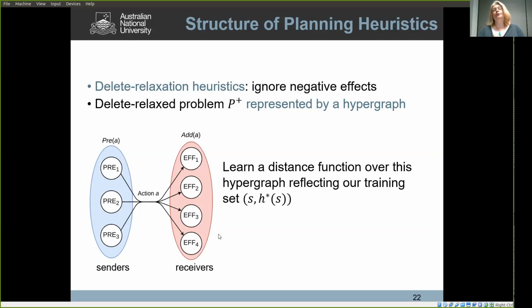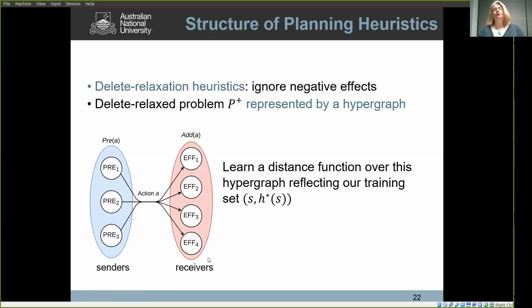And so we decided to focus on delete relaxation heuristics, which, as you know, ignore the negative effects of actions. The delete relax problem P plus for a problem P is the same as problem P without the negative effects, and that can be represented by a hypergraph whose vertices represent the propositions in the problem, and whose hyperedges represent the action that links the preconditions, or the senders of the hyperedge, to the positive effects of the action, which are the receivers of the hyperedge.